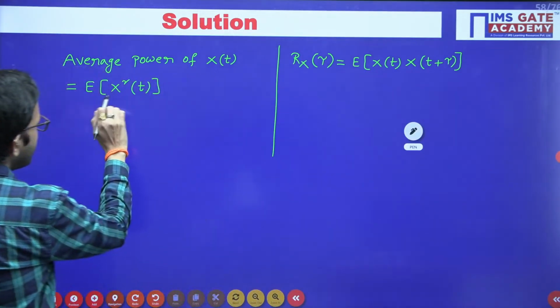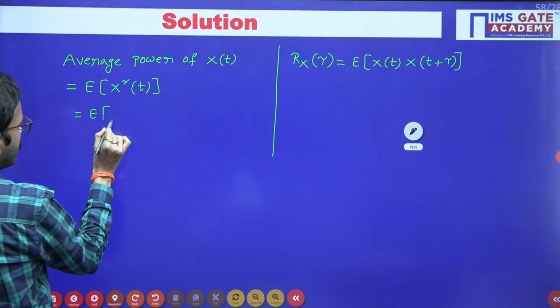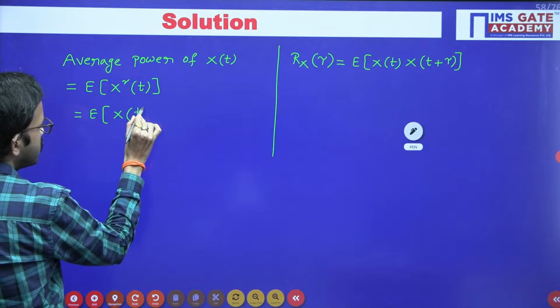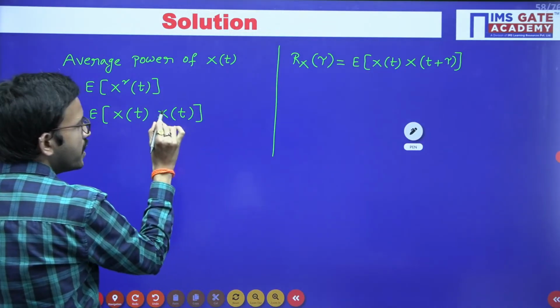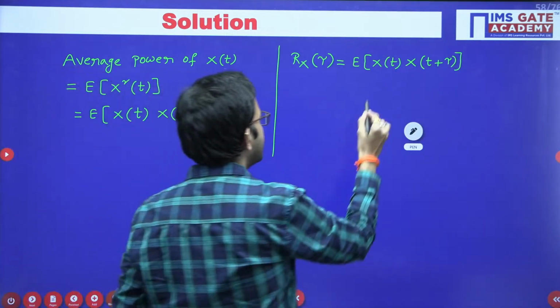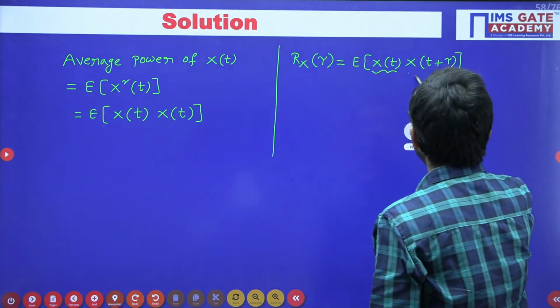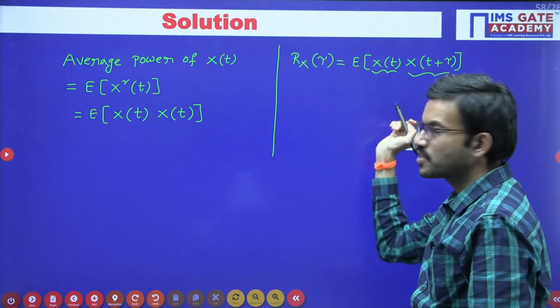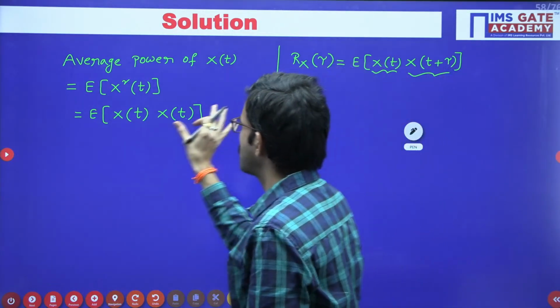So for the timing I am writing this term like this. Expectation of x square of t, that one I am writing as expectation of x of t into x of t. Now you can compare this equation with that. The first term is exactly matching, but the second term you are having simply x of t, but here you are having x of t plus tau. So when you consider tau equal 0, then this equation is matching to this equation.